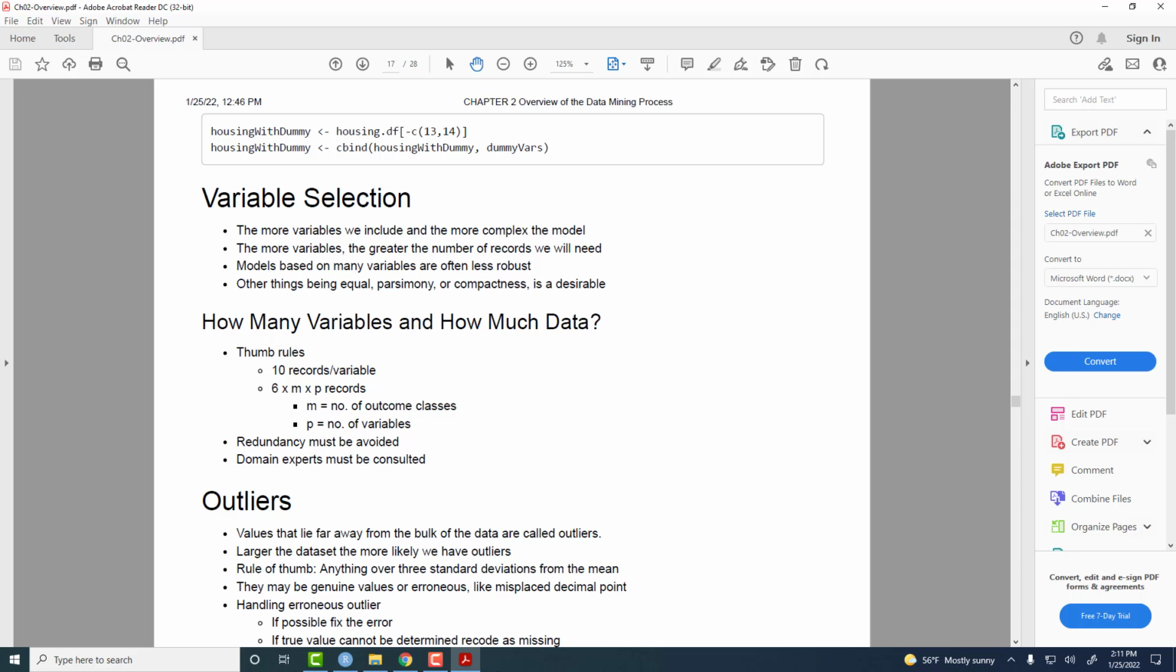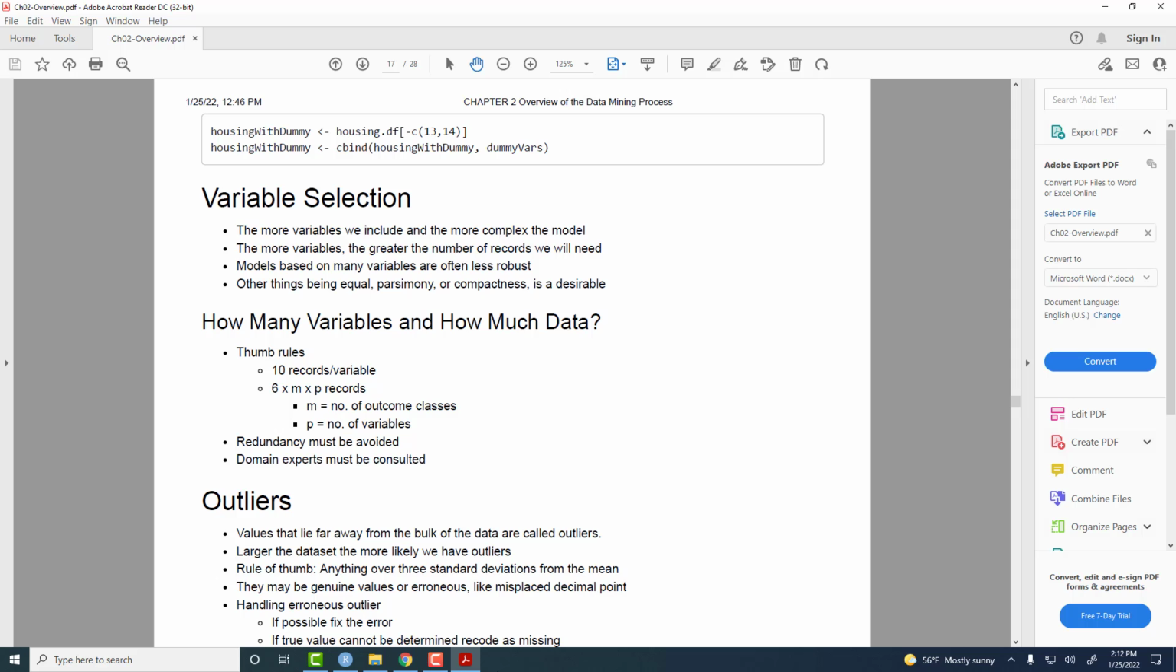So once you do the transformations of data and convert dummy variables, you may end up with a really, really large number of columns in your data set. The larger the number of columns, you will need more rows of data to do a reasonable analysis. So you have to be mindful of how many columns you end up with in your data set.